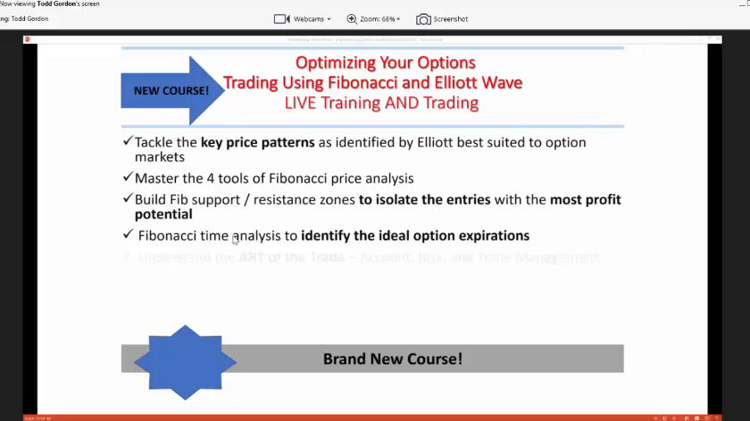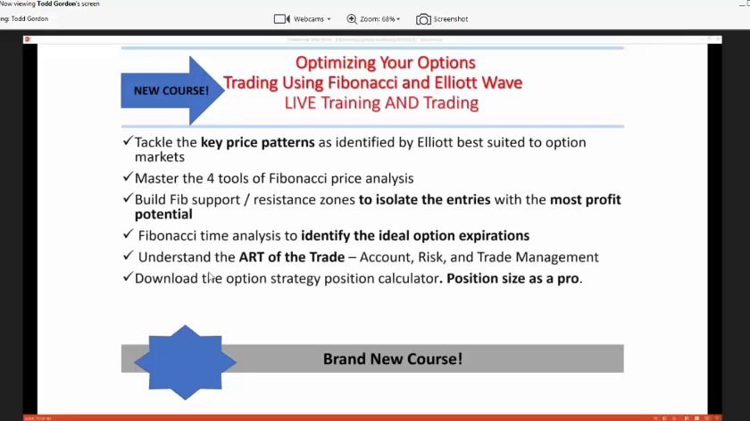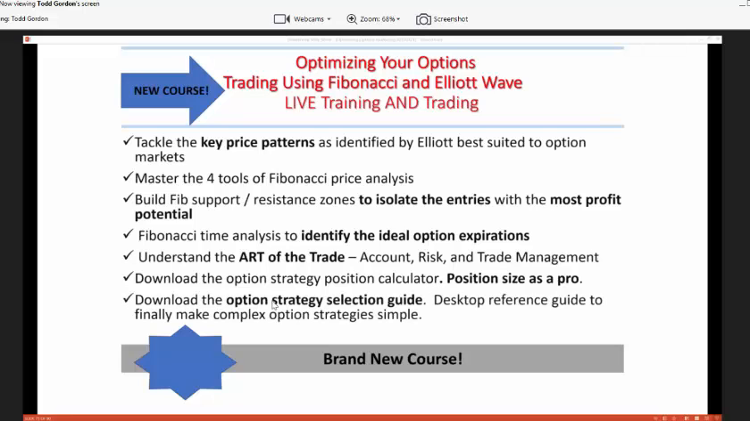Fibonacci time analysis. Art of the trade, this is what I learned on the hedge fund, how to professionally manage your capital, your tiering system. I teach this in the class. Some people said this is worth the whole price of the class. You get the option strategy selection download guide, option strategy selection, and the position calculator. This ties into Art of the Trade. So I will show you how to calculate your appropriate position size based on your goals in the market. Really important.